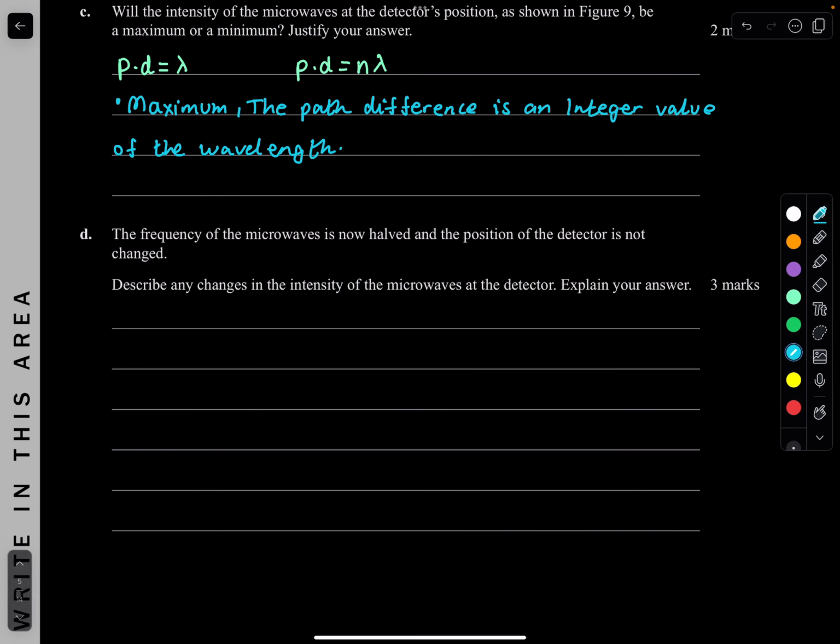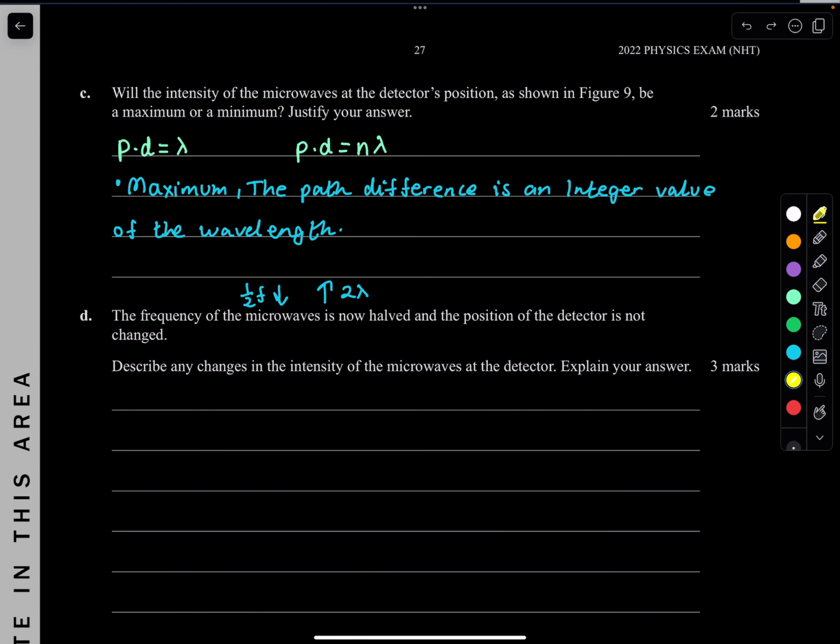The frequency of the microwave is now halved. So remember, if you halve your frequency, you double your wavelength, assuming that the speed is constant, of course. And it is, because it's the speed of light anyway. So what's going to happen to your wavelength? It's going to double. And the position of the detector is not changed. That's good. Describe any changes in the intensity of the microwaves at the detector and explain your answer. So basically our new wavelength is 2 times our original. Your new wavelength, lambda n, is 2 times your original wavelength.